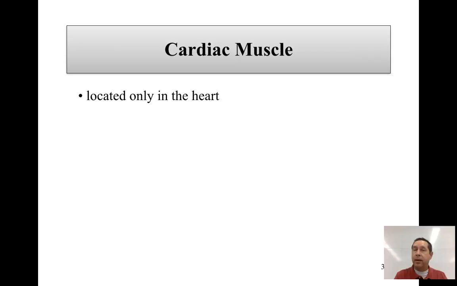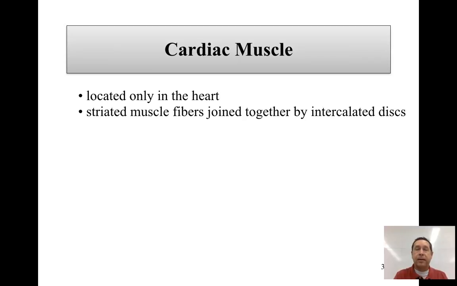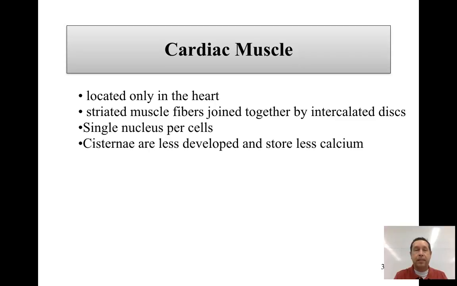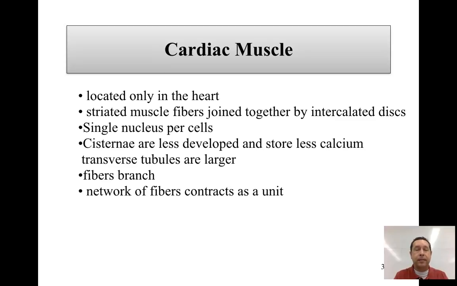Cardiac muscle, only in the heart. Fibers are joined by intercalated discs, which help with communication and allowing the individual cells to work as units. Again, one nucleus per cell. The cisternae of the sarcoplasmic reticulum are less developed compared to skeletal and store less calcium. Transverse tubules are larger compared to skeletal muscle. The fibers, again, are cylindrical, but instead of being one long cylinder, they can branch. So because of the communication and the connections, they work as units, like all the muscles in the right atrium contract together and the right ventricle and so on.